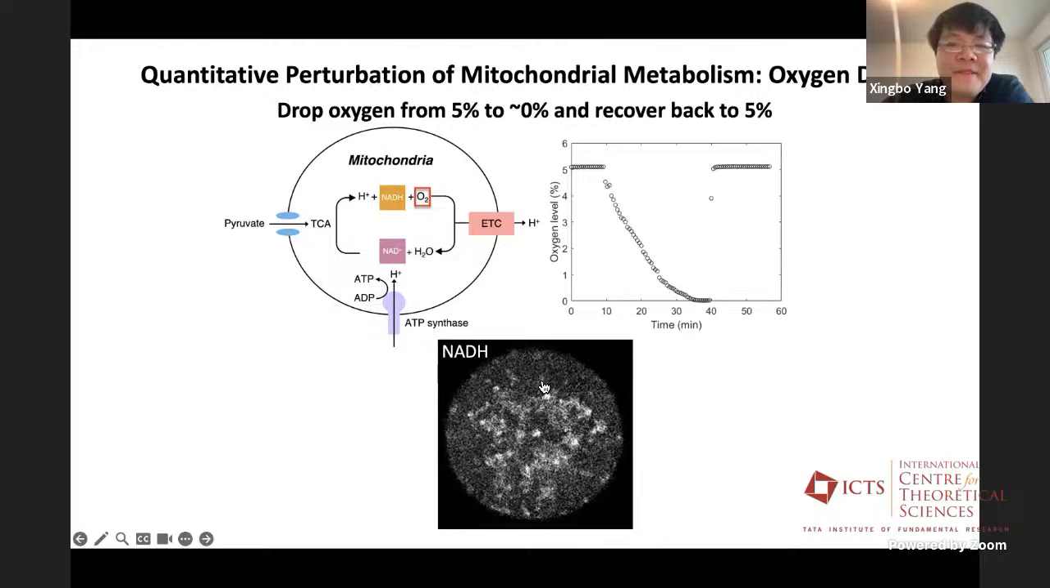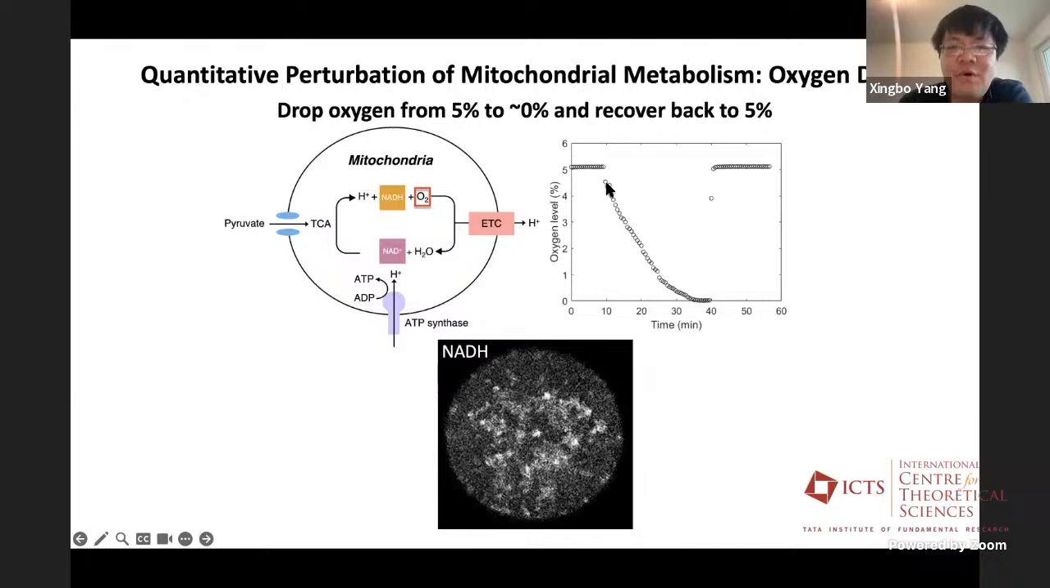So now I've introduced that we can measure NADH intensities and bound and free components, but are they good readouts of metabolic perturbations? Let's test this. We can do quantitative perturbation of mitochondrial metabolism. Again, I go back to the oxygen drop experiments that just keep coming up, because I think this is a very cool experiment where oxygen is a substrate, right?